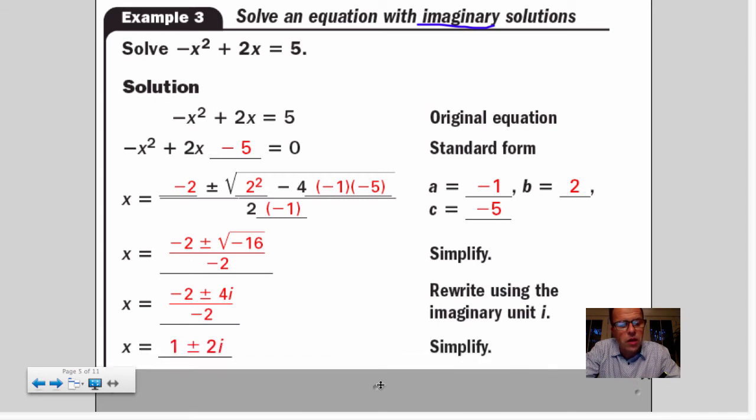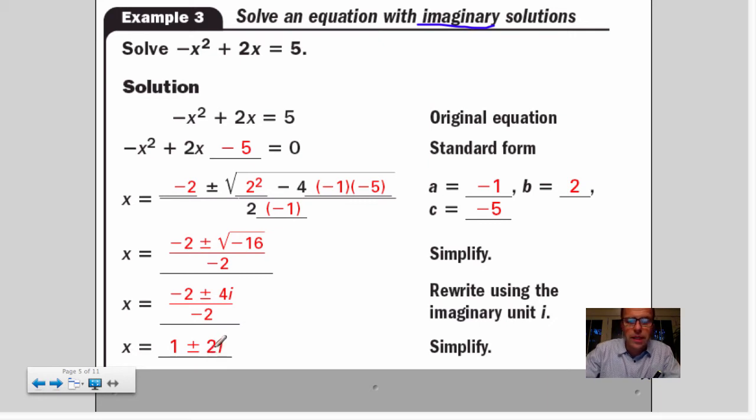They are imaginary answers. Notice how we factor down this fraction, right? 2 and 4 are divisible by the denominator 2. So 2 divided by 2 goes to 1. Actually, I should have said negative 2 divided by negative 2 goes to positive 1. And here 4i divided by negative 2 goes to either plus or minus 2i.